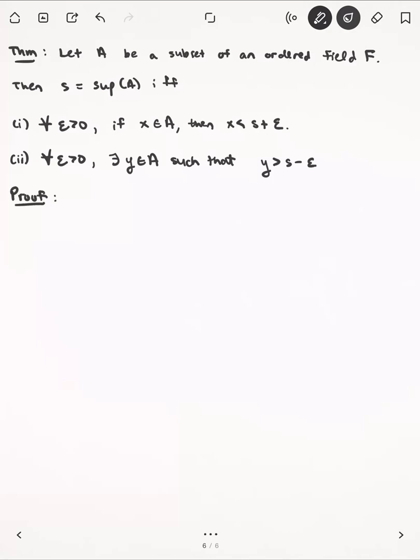Okay. So let's prove this. So this is a biconditional statement, so we have to prove both sides. So first, assume S is equal to the supremum of this set A. Let epsilon, positive epsilon, be given. So these types of statements are sort of universal in analysis proofs. So we saw this when we were doing sequences as well.